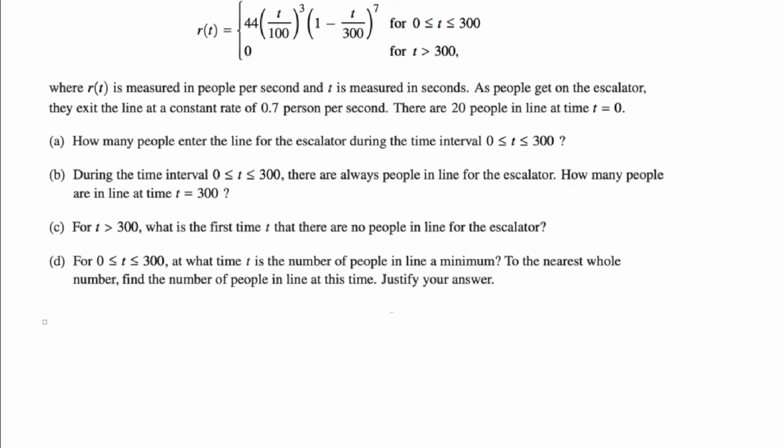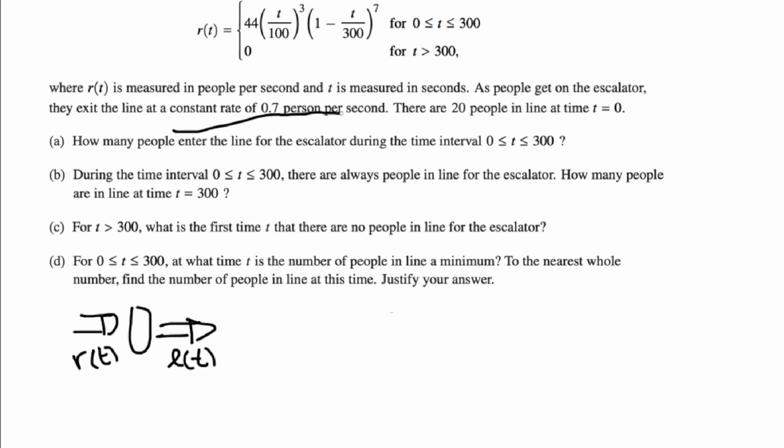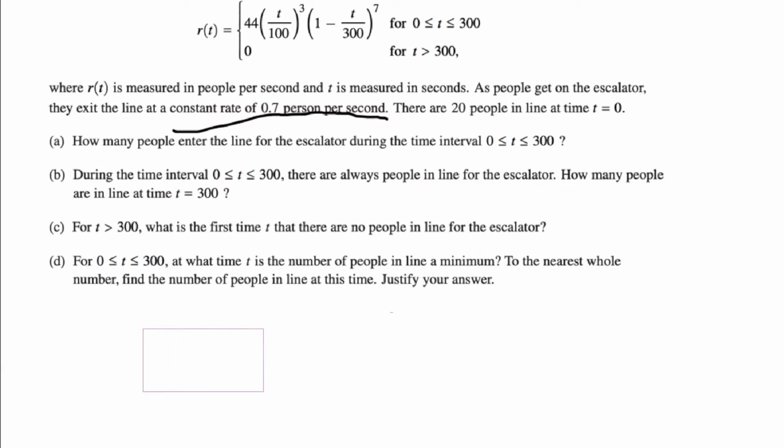But the basic idea is you have things entering into some kind of system, and then you have things exiting. And the rate that they enter in is R of t, and the exiting rate is L of t. L of t is not explicitly defined here as L of t, but it's just this constant rate of 0.7 people per second. And R of t is this nasty equation up top. So let's go through and kind of try to knock this out.